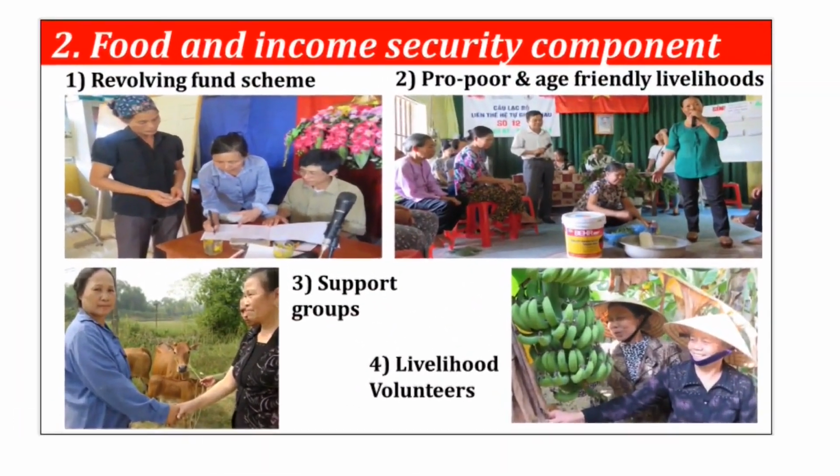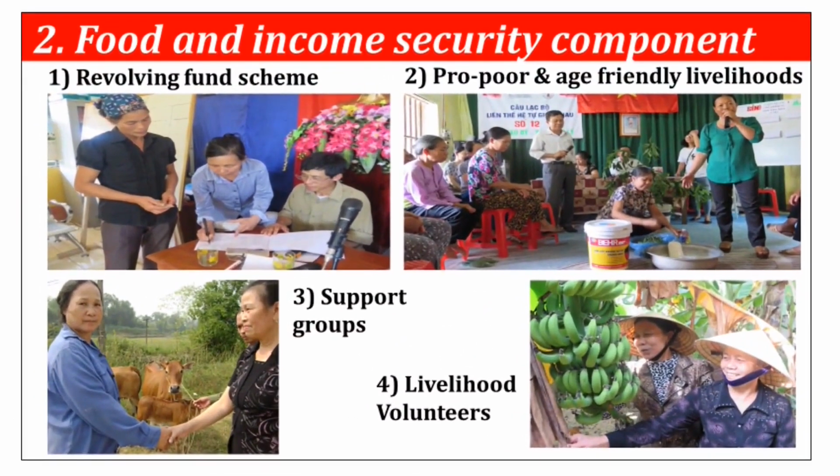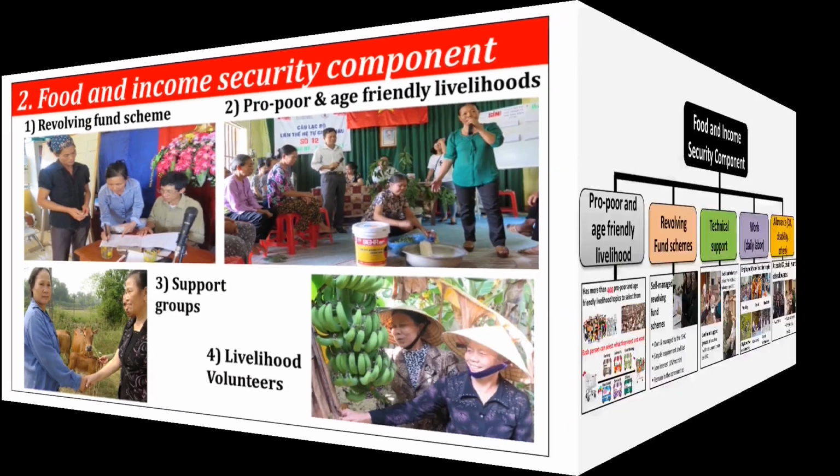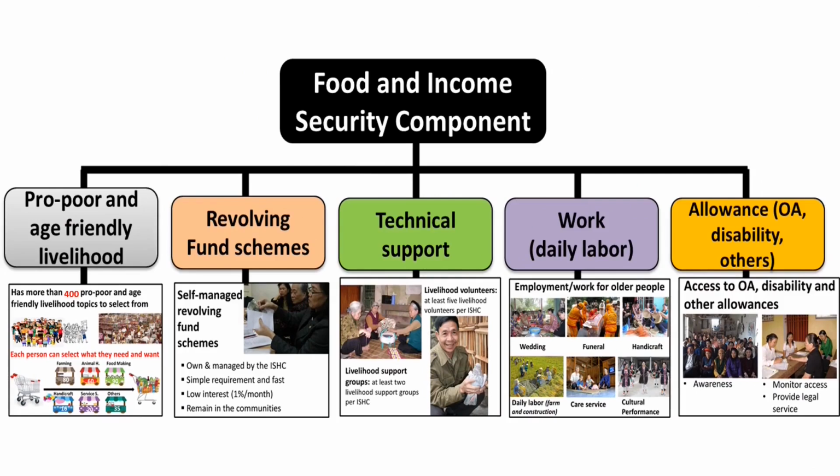However, today I will focus in more detail on component number 2, the food and income security component. The food and income security component is made up of 5 areas. First is the age-friendly and livelihood awareness. Over the last 20 years, we have gathered more than 400 pro-poor, age and environmentally friendly livelihood topics for members to select from.